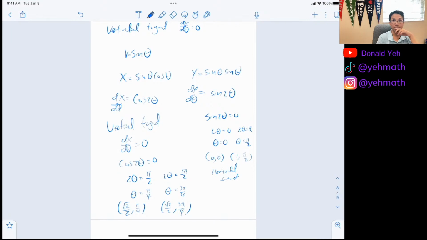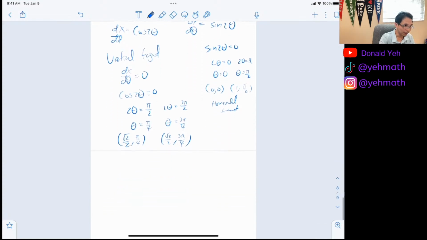That's way easier than finding them in the non-polar way. Okay, wait, the time's up? Yeah, we have to stop.